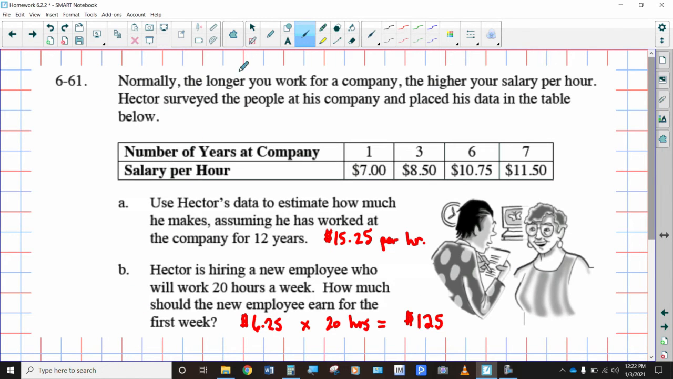All right, normally the longer you work for a company, the higher your salary per hour. Hector surveyed the people at his company and placed his data in the table below.